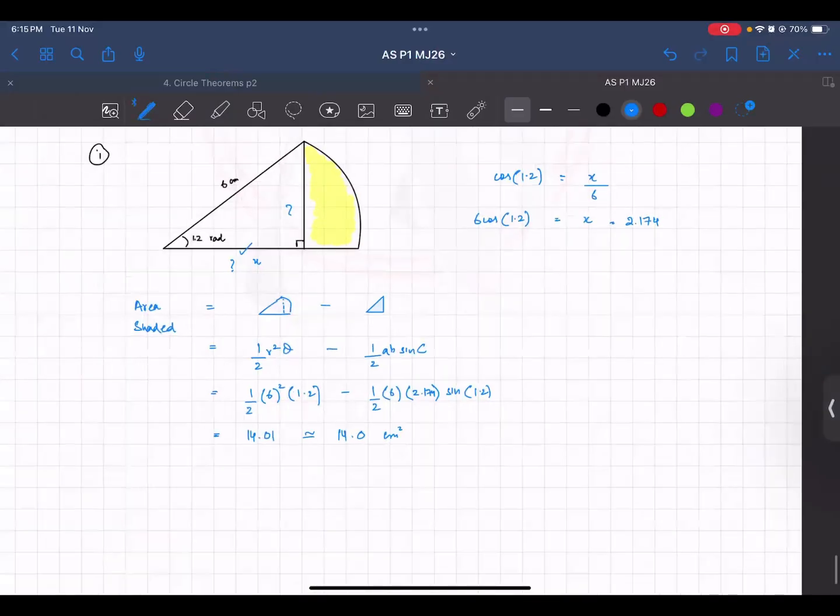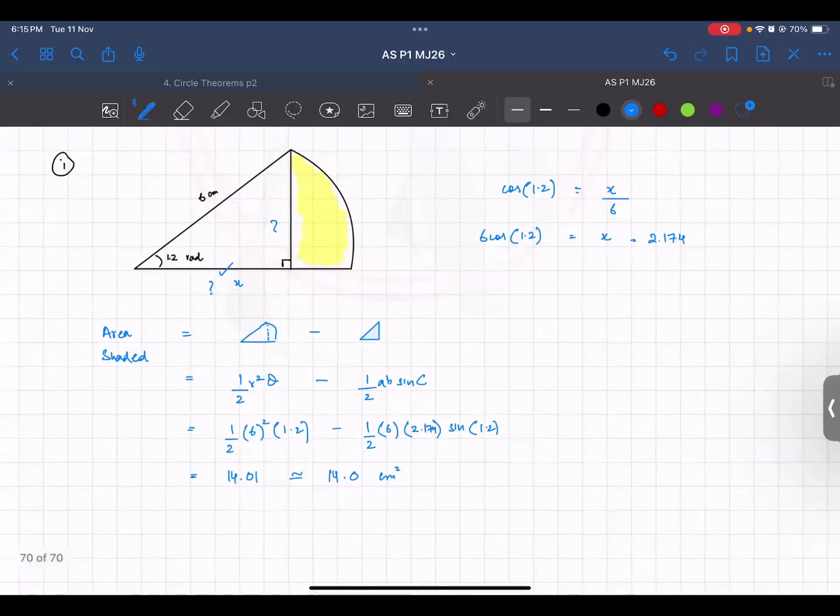Now for the perimeter, we know it is the sum of all external sides. So how many sides are there? You have to identify first of all. This is the side of the shaded, this is the side, and this is the side. So these three sides, if you add them up, you will get the perimeter.